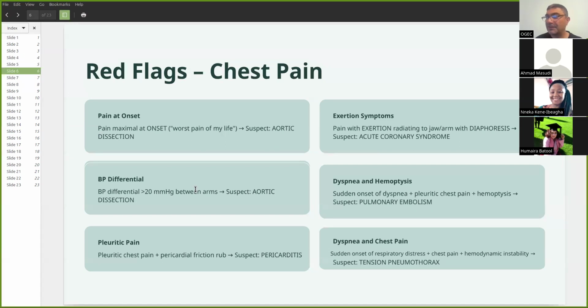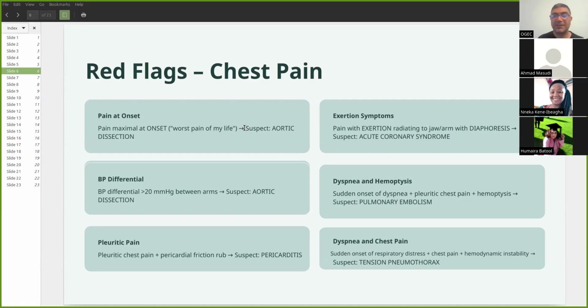Okay, for example, now we check some red flags in different scenarios. In chest pain, how was the onset of the pain? If the pain is maximal at onset, it shows something like an aortic dissection. From the onset, it's at maximum pain.